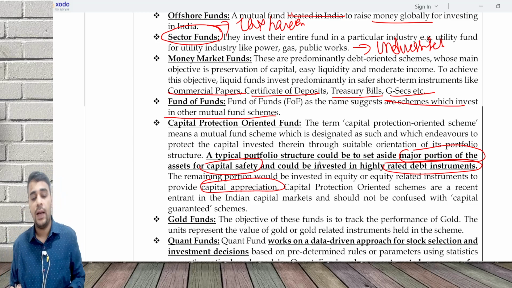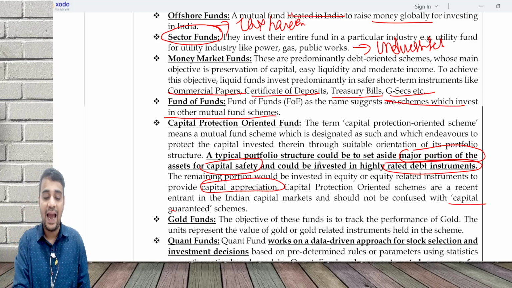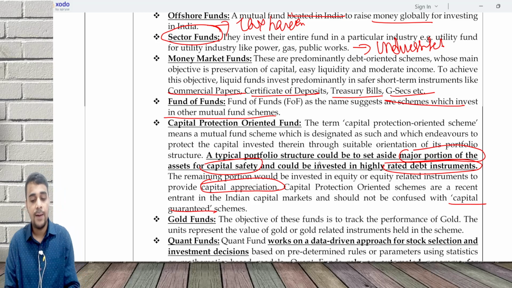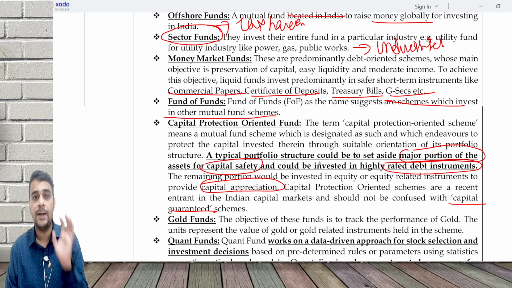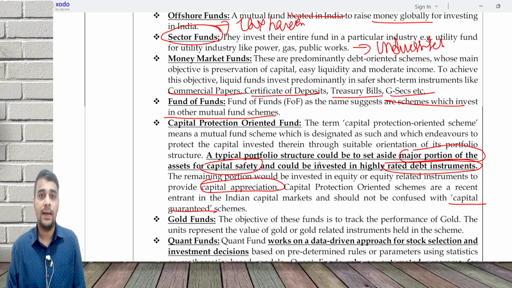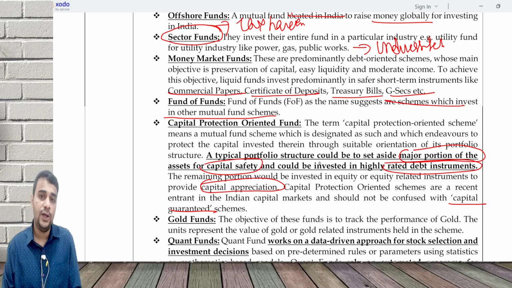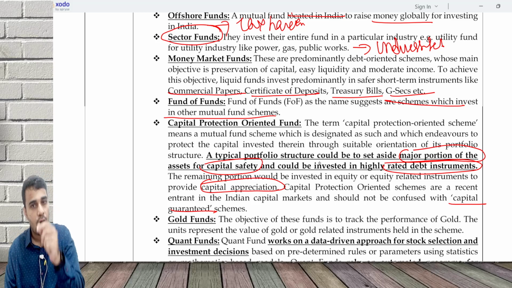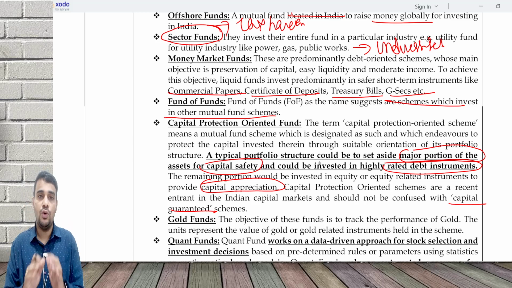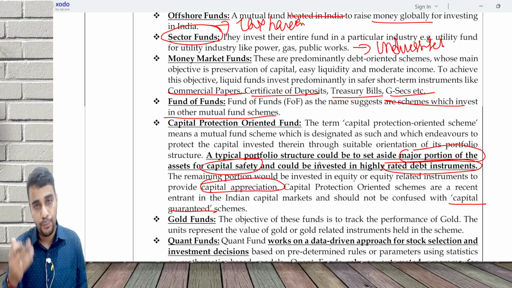Another thing is called a capital guaranteed scheme. An example of a capital guaranteed scheme is a fixed deposit. In an FD, your capital is guaranteed. You will get back the capital. A capital protection oriented fund is not like a fixed deposit. It is not going to guarantee your capital because it also takes a small amount of risk. 10% or 20% of its portfolio, it will take risk in order to get a slightly higher return. If somebody says, no, I want full guarantee of my capital, put money in a fixed deposit.